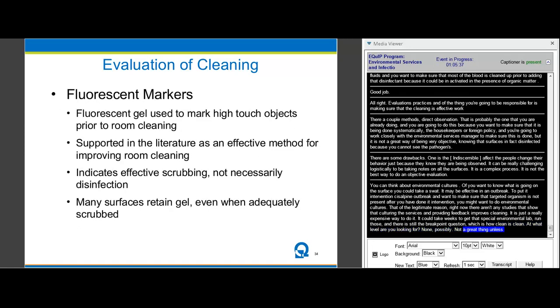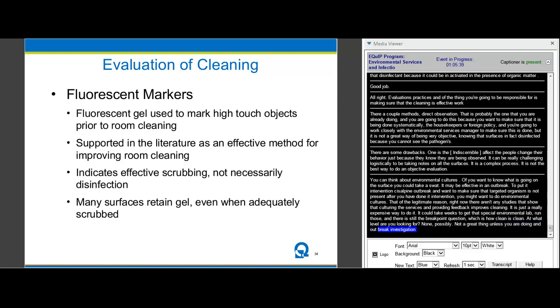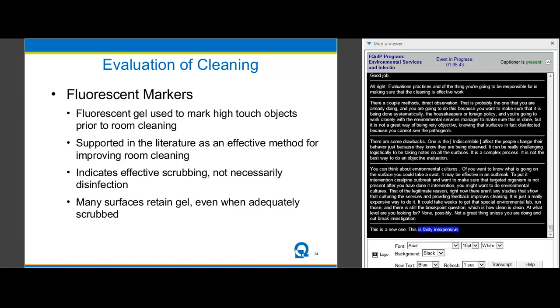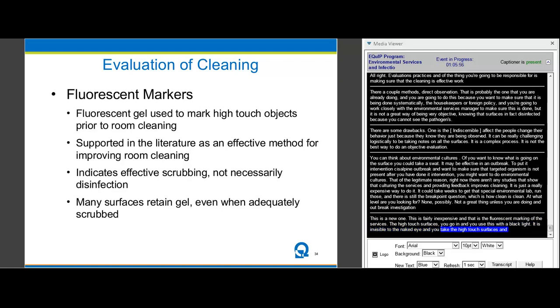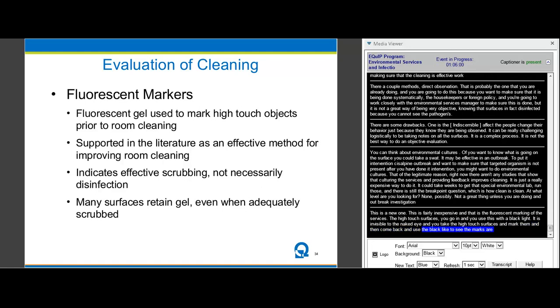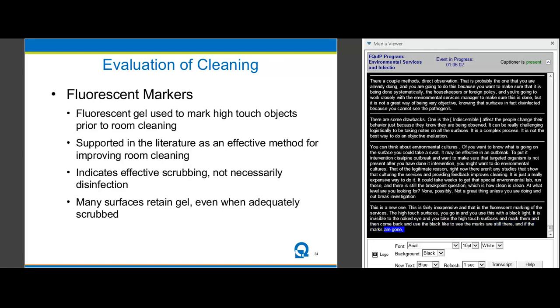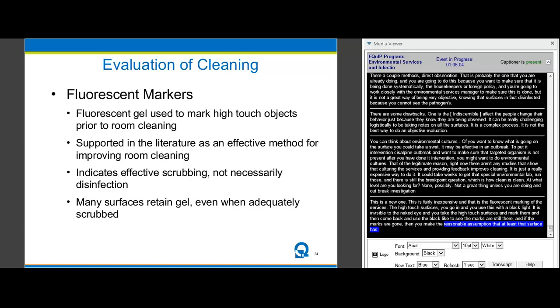This is a new one. This is fairly inexpensive, and that's the fluorescent marking of the surfaces. So the high-touch surfaces, you go in and you use this with a black light. It's invisible to the naked eye, and you take the high-touch surfaces and you mark them, and then you come back and use the black light to see if the marks are still there. And if the marks are gone, then you make the reasonable assumption that at least that surface has been scrubbed.